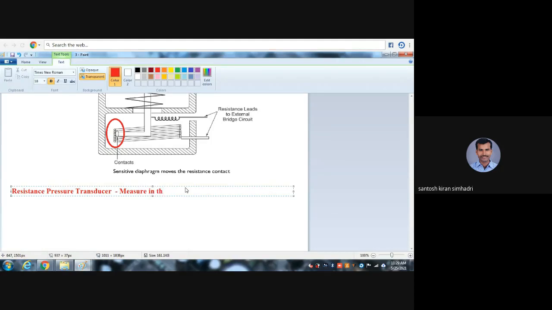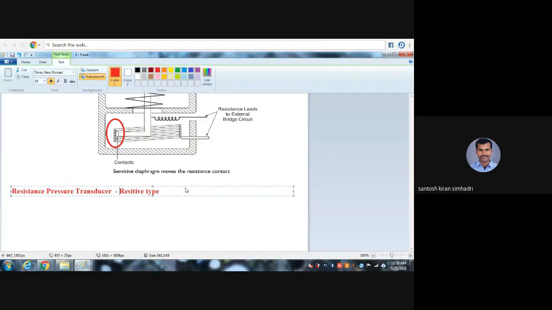Measurement in the resistive type of transducer, based on the change in pressure. Resistive type, that's all. No need to write this sentence, because we already discussed this a lot. In the general case, we can use it in pressure measurement.